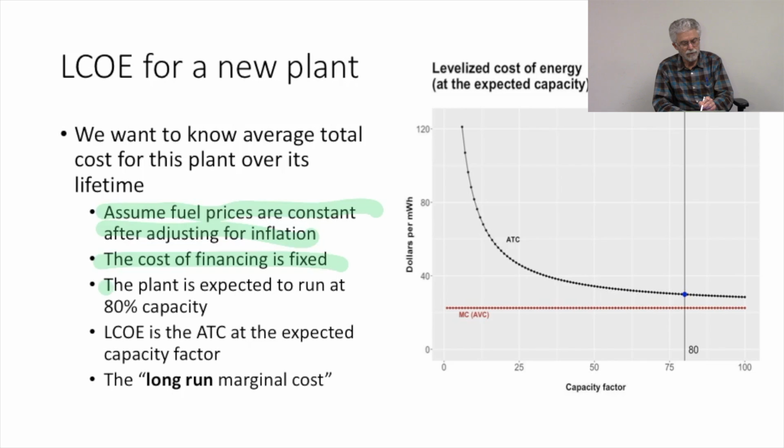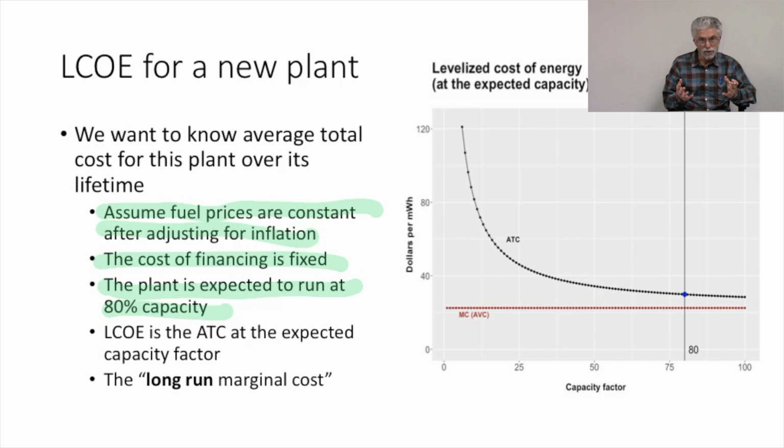Now, the next thing we have to do is make an assumption about how much this plant is going to run. Now, of course, this is something we don't know for sure. When you're building a power plant, you have some idea of, if you're able to write a contract for that power plant, say with a distribution company, then you know in advance what you'll be paid for the operation of that power plant.